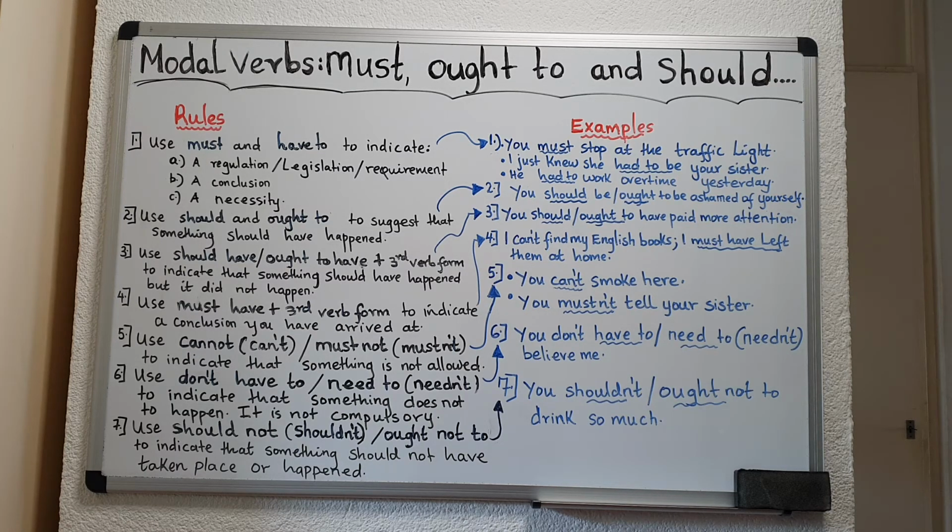Rule number 4: use must have plus the third verb form to indicate a conclusion you have arrived at. So if you have arrived at a certain conclusion because you have seen how things have turned out, then you can use must have plus the third verb form to indicate that.